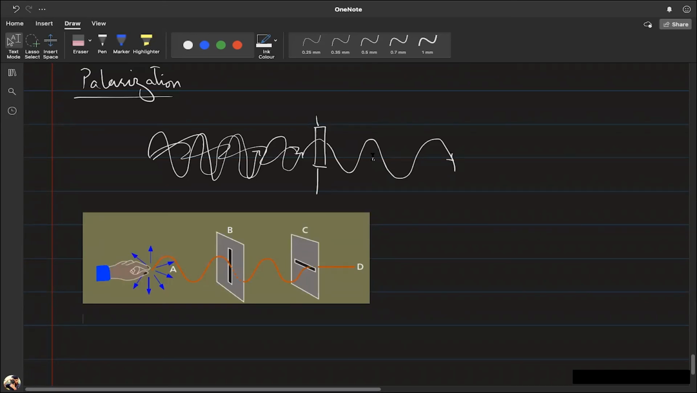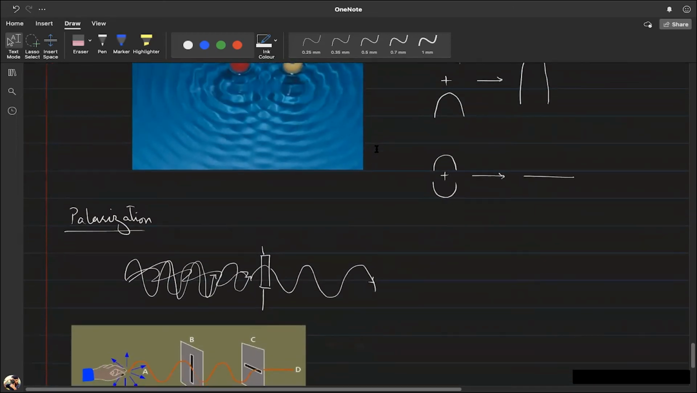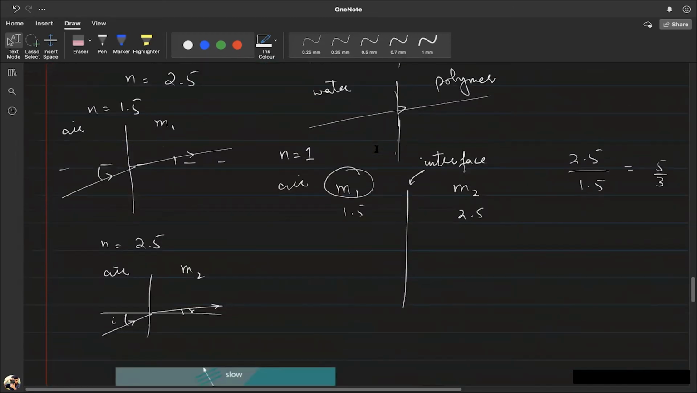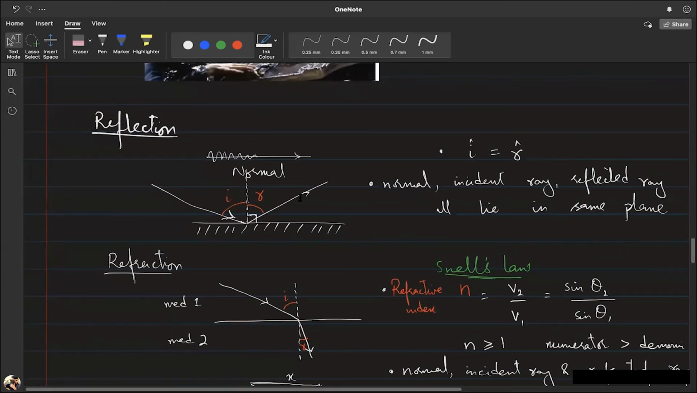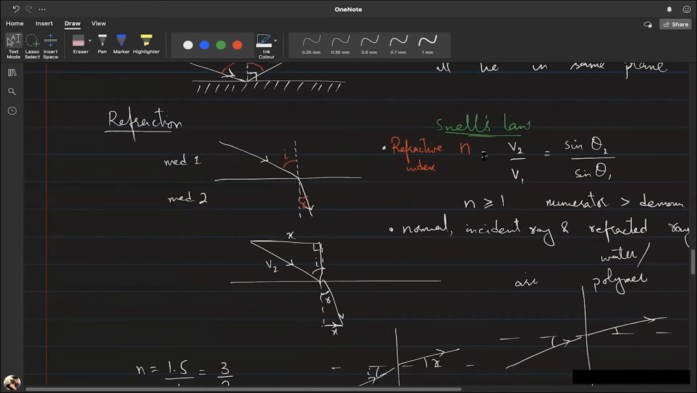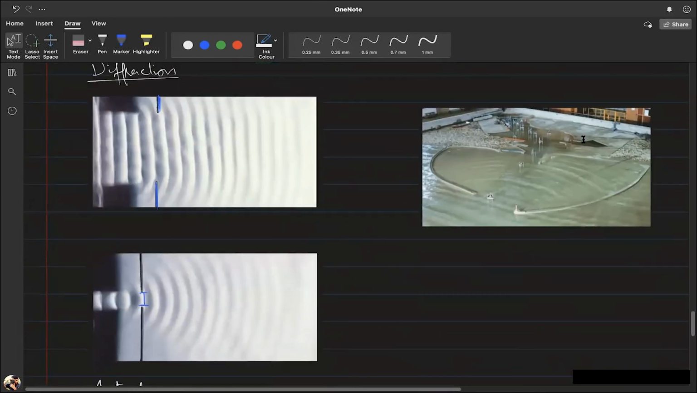ठीक है, and those are the five main patterns or behaviors that waves have. There is the reflection, which is simply that the angle of incidence is same as the angle of reflection. There is refraction, which means that refractive index works and this ratio of speed is refractive index, which is same as ratio of sine. It can never be less than 1, which means that the numerator will be greater than the denominator. And then you have diffraction, which is when waves bend when they pass through a slit.